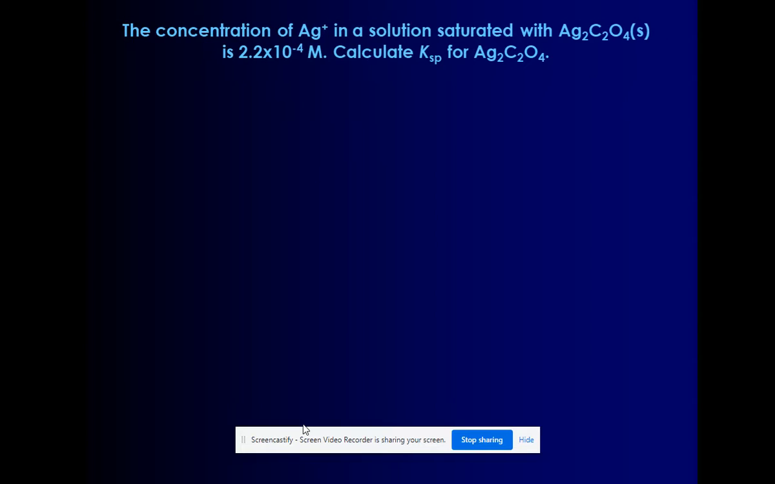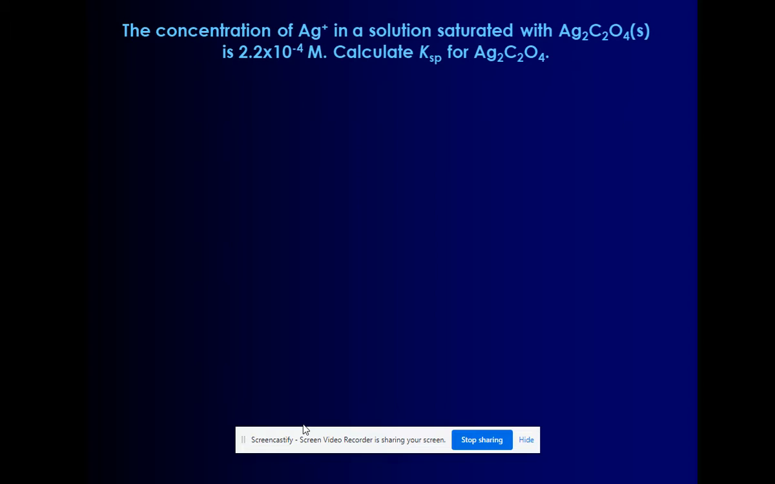In our next example, you are told you have a saturated solution. So you are at equilibrium. The amount that you have dissolved is the solubility for this particular solid, silver oxalate. The concentration of silver in the solution that's saturated is 2.2 times 10 to the negative fourth molar. And I want to calculate the Ksp. What is the value for this solid in terms of its equilibrium constant?